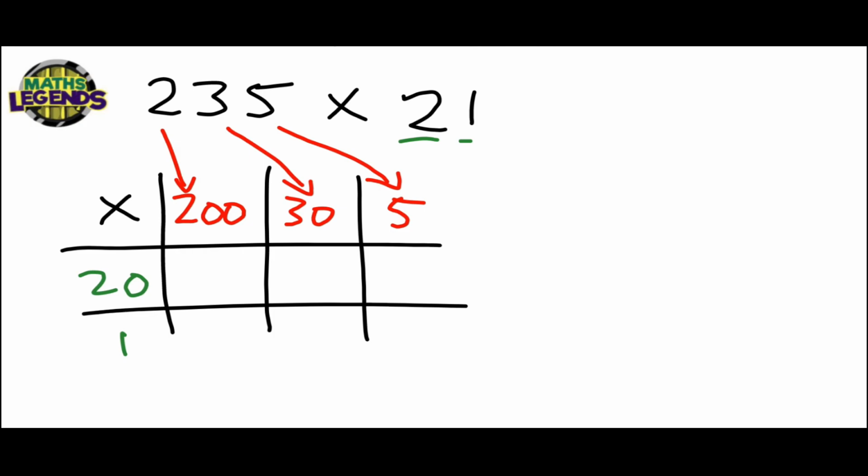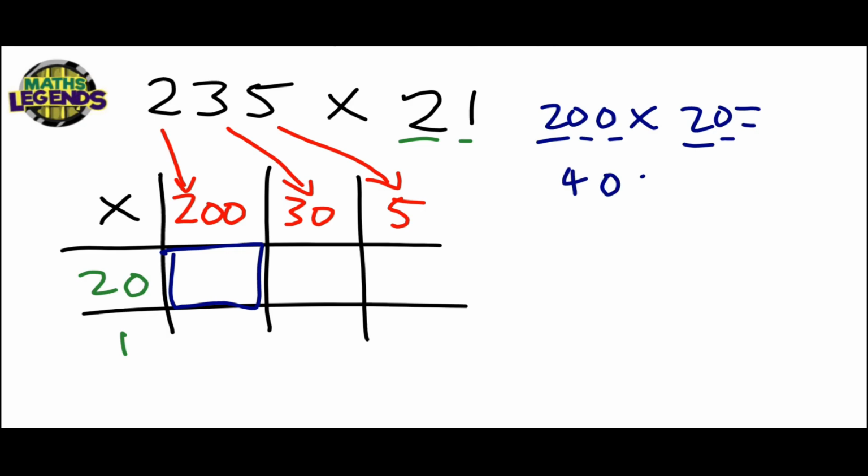And then again, we do the same process where we're looking at the top number and the most left number, and we multiply them together. So for this first box, we need to do 200 times 20. So here, we look at the numbers in front of the zero, so 2 and 2. So 2 times 2 is 4. Then we count the number of zeros, so we've got 1, 2, and 3. So we put 3 zeros on the end of that one, so that's 4,000.